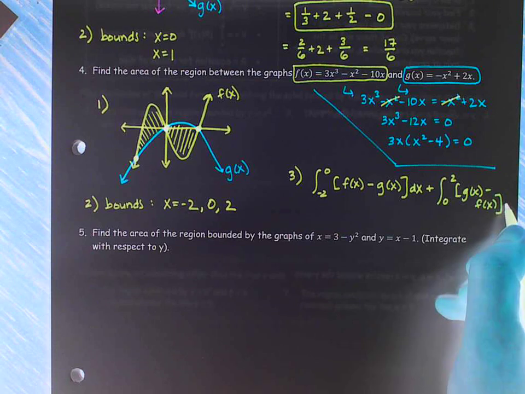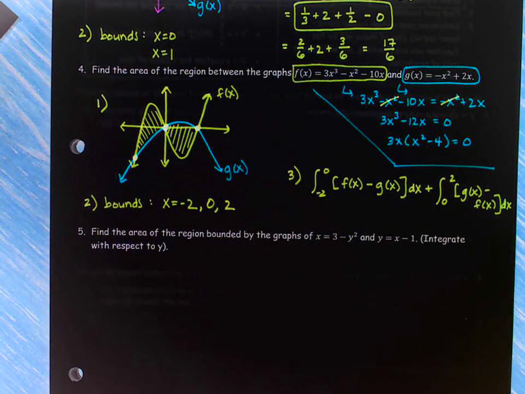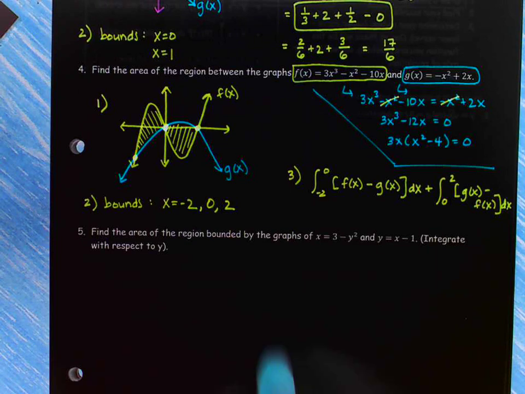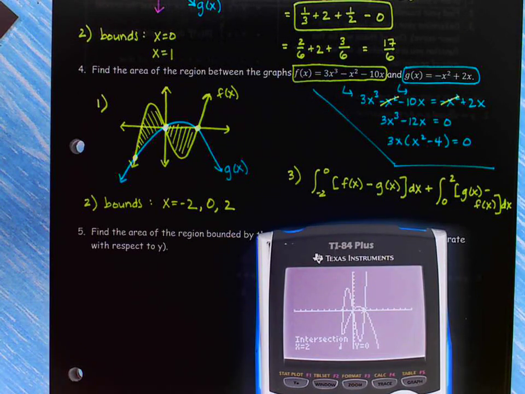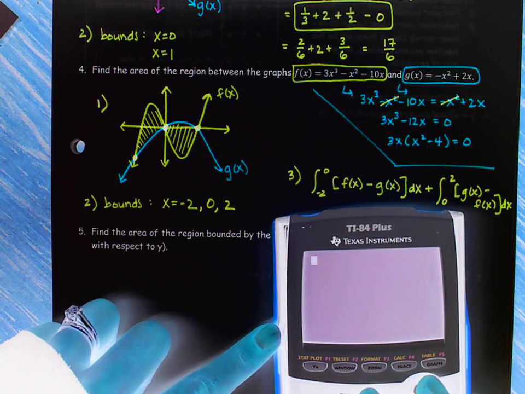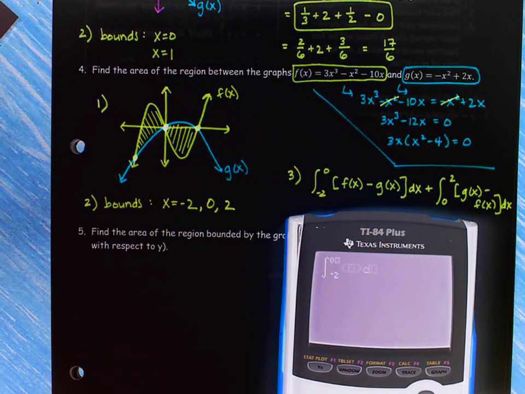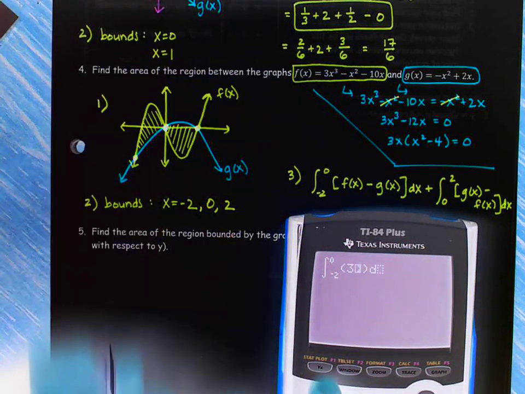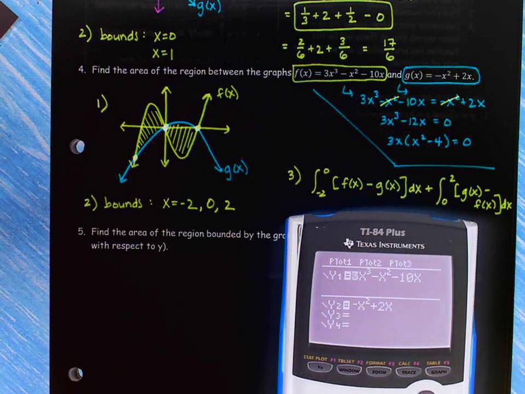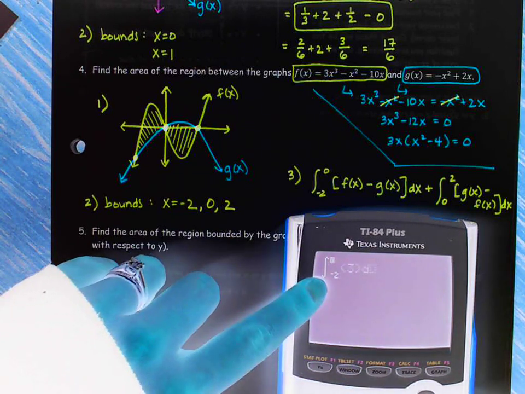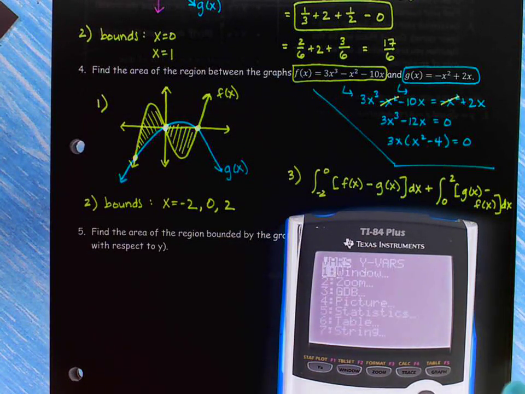Okay, and I'm going to type this right into my calculator because I did say this was a calculator problem. So let's go in and do that. I'm going to have math 9. I'm going to go from -2 until 0. F of x is 3. Actually, it would be easier to go into y equals. Oh, I already have them in y equals. How convenient. So when I go back to my home screen, I'm going to have from -2 to 0 of f of x, which I had in y1, minus y2, which is where I had g of x.